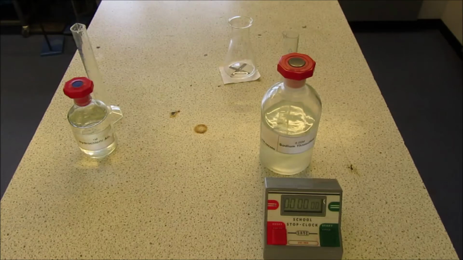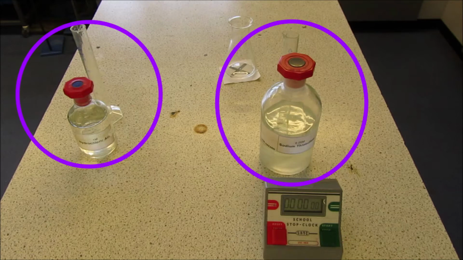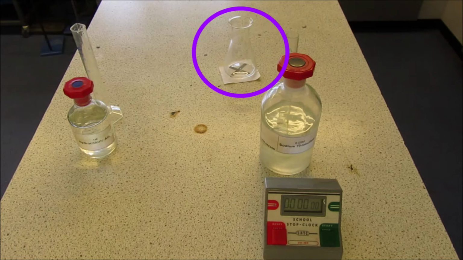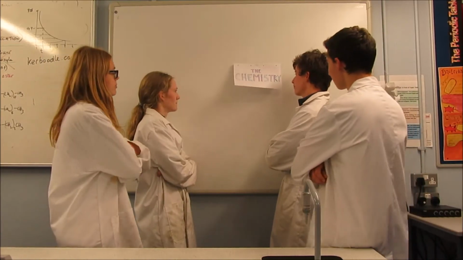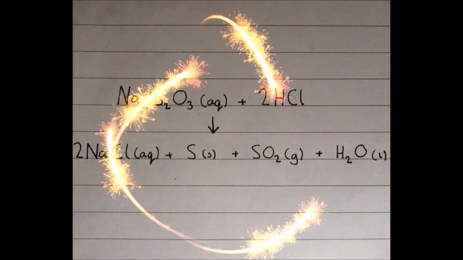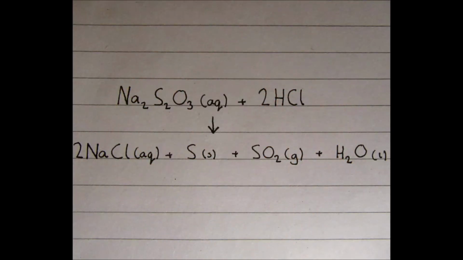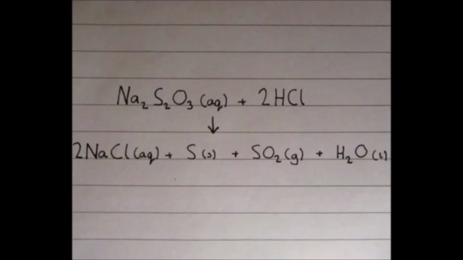Your equipment should look like this, with a stop clock to record the total time of reaction, measuring cylinders to transfer the hydrochloric acid and sodium thiosulfate, not forgetting the aforementioned reaction vessel and cross. But first, let's look at the chemistry. Notice how solid sulfur is formed from the reagents, causing the cross to fade.